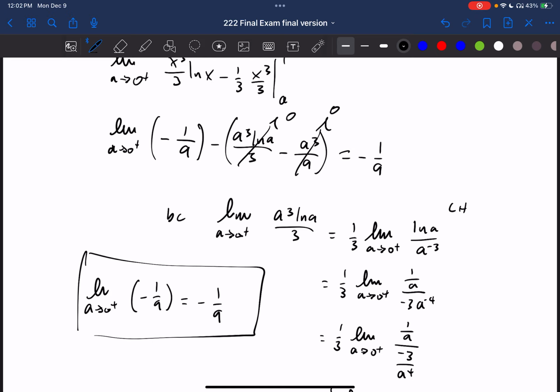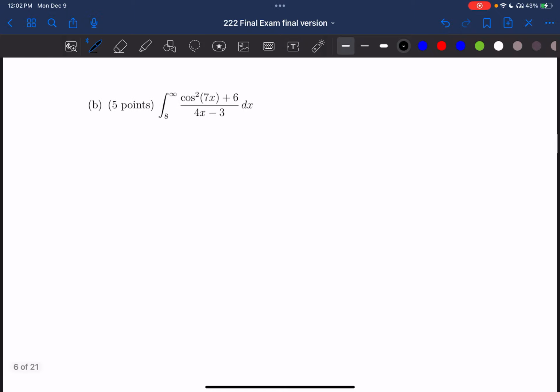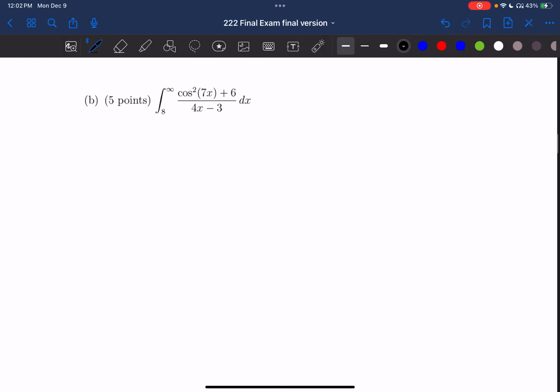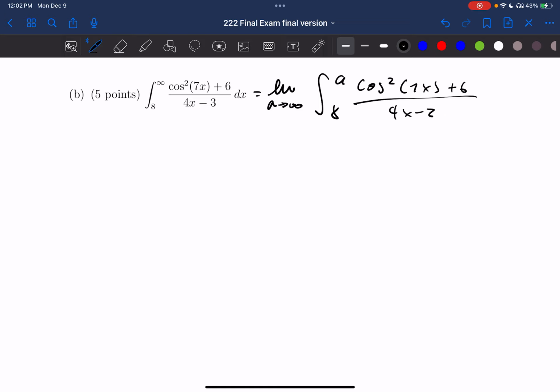And this is our answer. Okay, this is a very basic, well, to set up this question is very basic what I mean, because we have the infinity sign here. So this is going to be equal to the limit as a goes to infinity, the integral from 8 to a of cosine squared 7x plus 6 over 4x minus 3 dx.